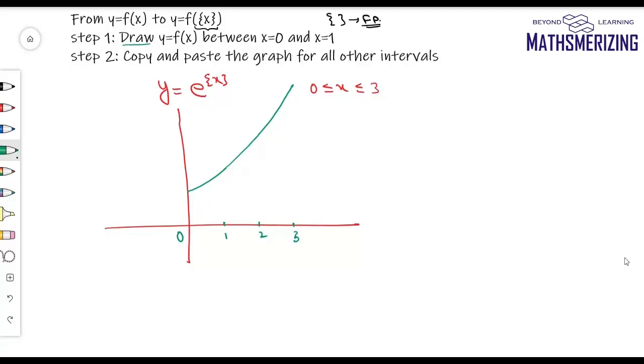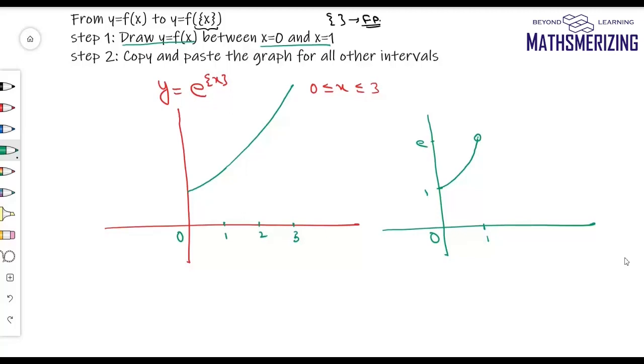So now what are the steps? Steps are draw the graph of y equals to fx between x equal to 0 and x equal to 1. So I'll just need to draw the graph between x equal to 0 and x equal to 1. So this is 0 and this is 1. So at 0 this value is what? 1, and at 1 this value is suppose e. So I'll draw the graph of e to the power x between 0 and 1. And here I won't include the value at 1.